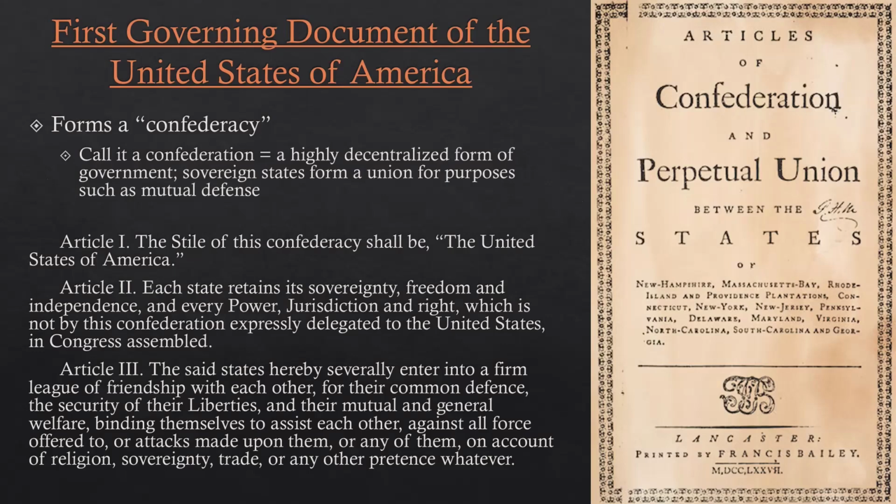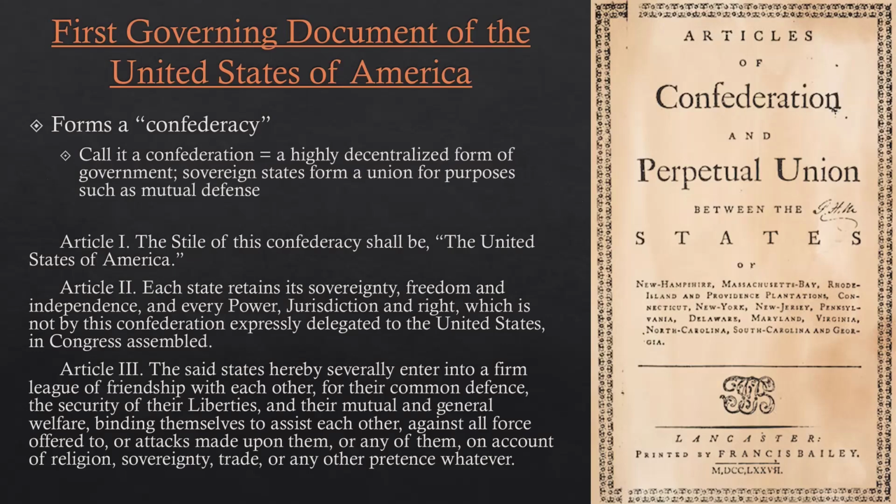They called themselves a confederacy, not a nation like we would refer to now. They were called a confederation. And your textbook defines that system of government as a highly decentralized form of government. Sovereign states form a union for purposes such as mutual defense. So if you want a good description of our first national government, it would simply be a group of states.